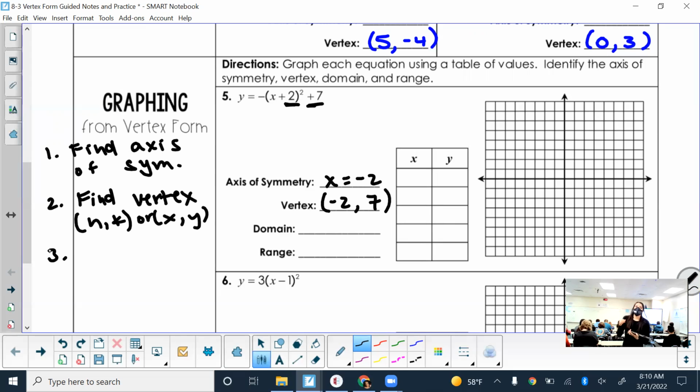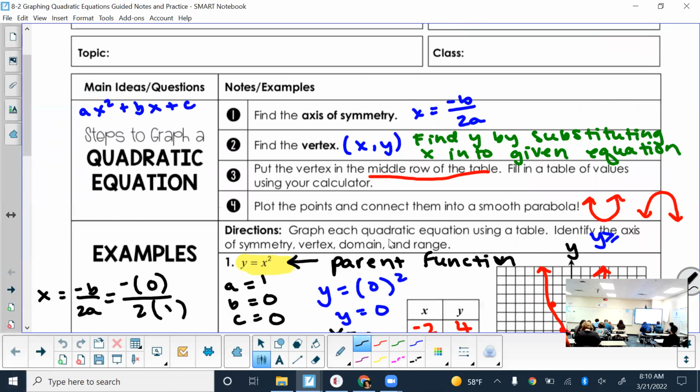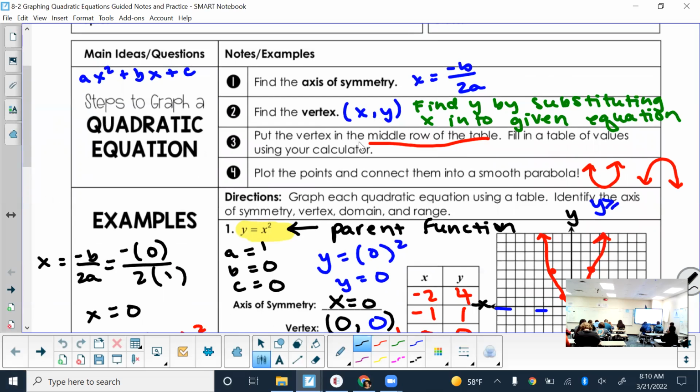All right, now think back to the steps we did for standard form. After we find the vertex, what do we do with it?